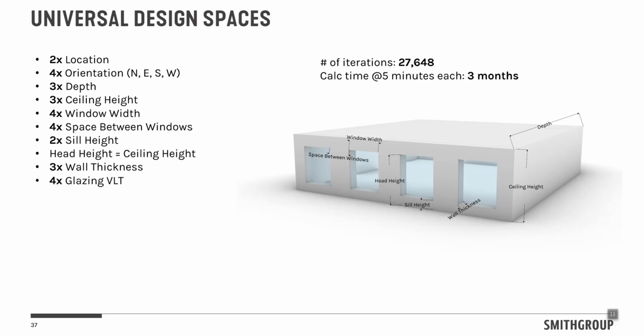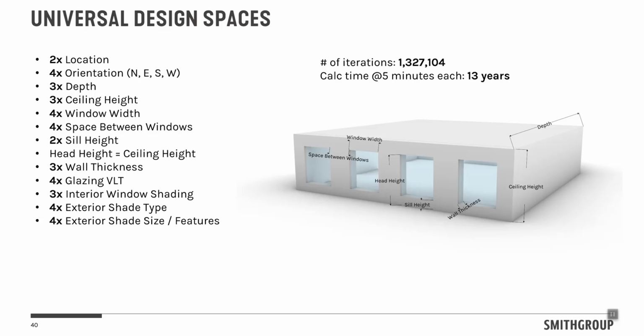Different wall thicknesses for glazing types. We're up to 3 months now, 27 iterations. Interior window shading, the blinds that you pull. How about exterior shades? How about the different sizes of these exterior shades? Context, all of these things matter. See, now we're up to 4 million iterations.